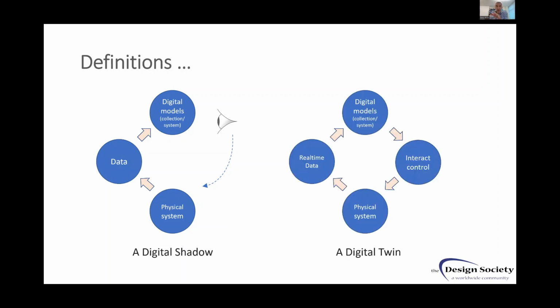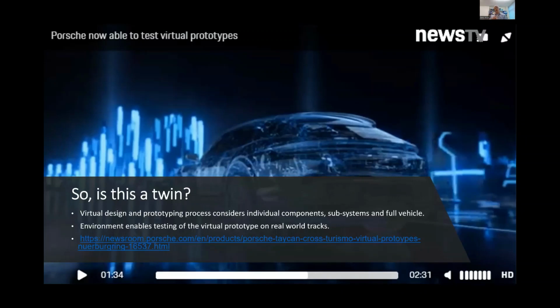In contrast, the digital twin has the four elements. It has these three features: the real-time data, digital models, and ability to interact and control. And obviously there's a physical system and the four interfaces. So this is the digital twin, and all four interfaces and elements need to be present for it to be a digital twin. So now we've got our definition, we can look at some examples from industry.